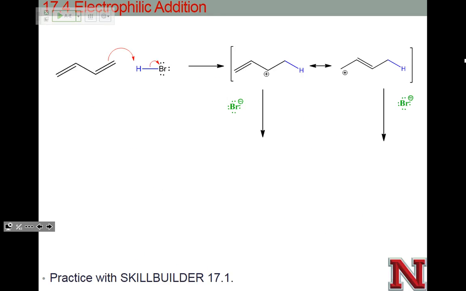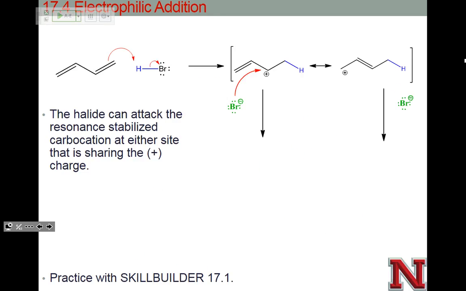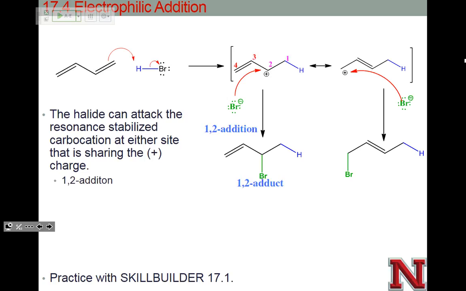So our two possible products come from crudely showing the attack on either of those carbons that have the positive charge. Now remember, again, this isn't an interconverting structure. Both of these carbons have a lot of positive charge. But the transition state is different if our bromine attacks the more substituted carbon versus the least in this case. But we can form these two possible products.